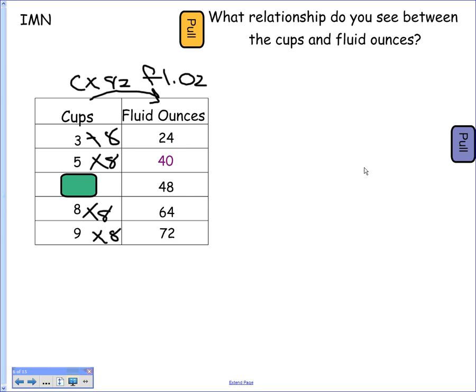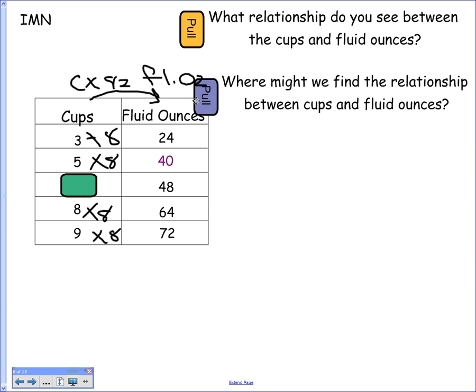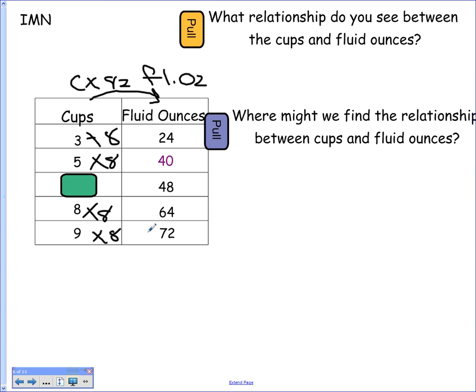But what about backwards? Sorry, this says where might we find the relationship? And that's going to be on our mathematics chart. I'm looking right here, and if I'm going backwards from 48 this way, I'm going to divide by 8. 48 divided by 8 is 6.